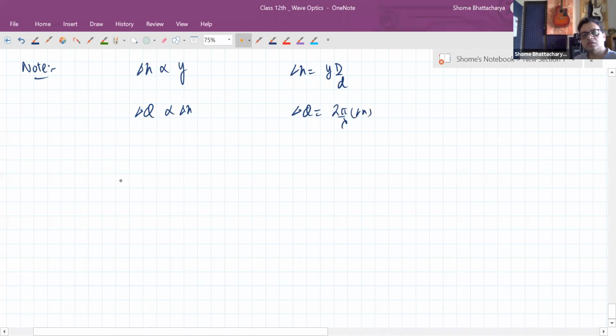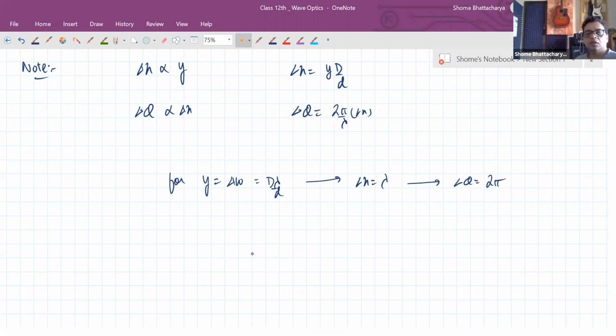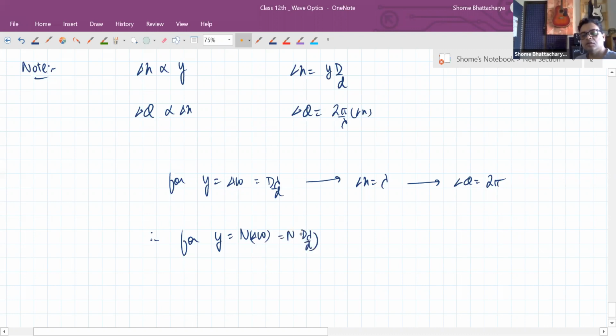Okay. So you can see that we can understand it this way: for y equal to one fringe width, that is d lambda by d, the corresponding path difference becomes one full wavelength, and the corresponding phase difference becomes one full phase of 2 pi. Okay. And since there's proportionality, for y equal to any number times delta w, that is the fringe width, that is n times, corresponding delta x will become that same number times lambda, and phase difference will be that same number times 2 pi. So here n is any real number.